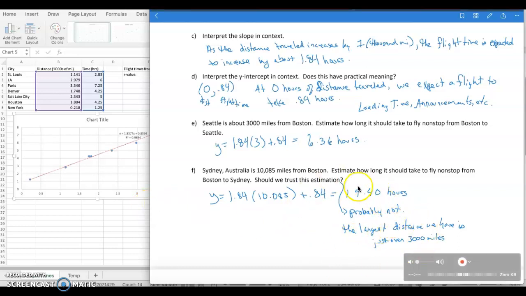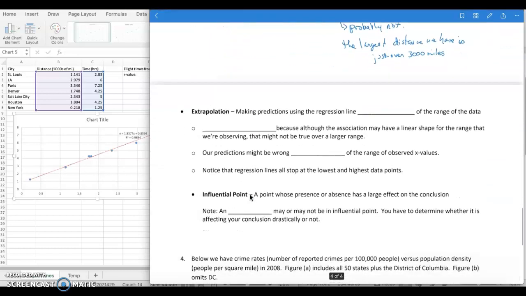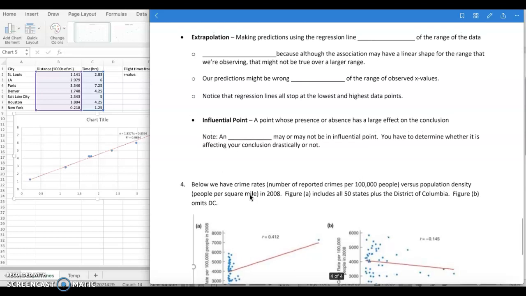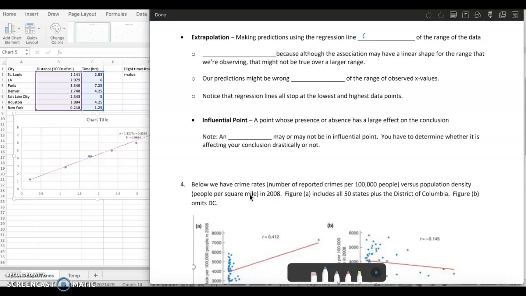So why would we not likely place a lot of trust into an estimation that is so far outside of the data values that we're given? Well, this leads us to the next definition, which is extrapolation. That is doing exactly such a thing, making predictions using your regression line outside of the range of the data that you have.